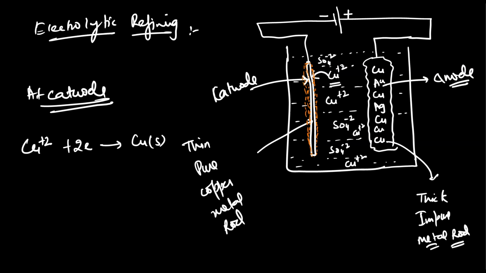And what would happen? If all the Cu2+ ions go to this rod, then the concentration of SO4 2- ions will increase in the solution. We initially have the same amount of Cu2+ ions and SO4 2- ions. But if only Cu2+ ions keep moving to this rod and get deposited here, converting into copper atoms, then after some time the concentration of these ions will increase and this will decrease.